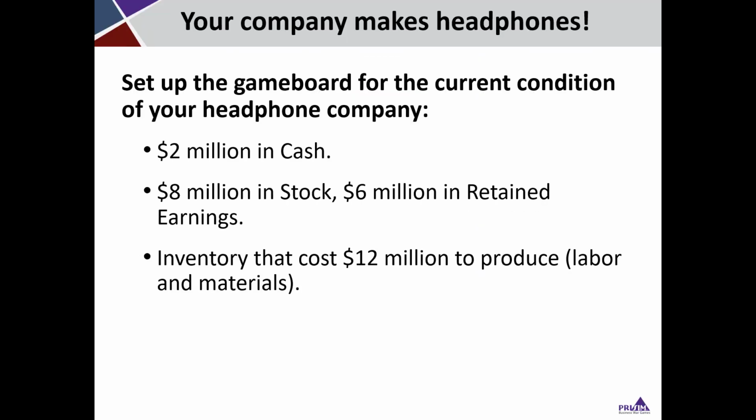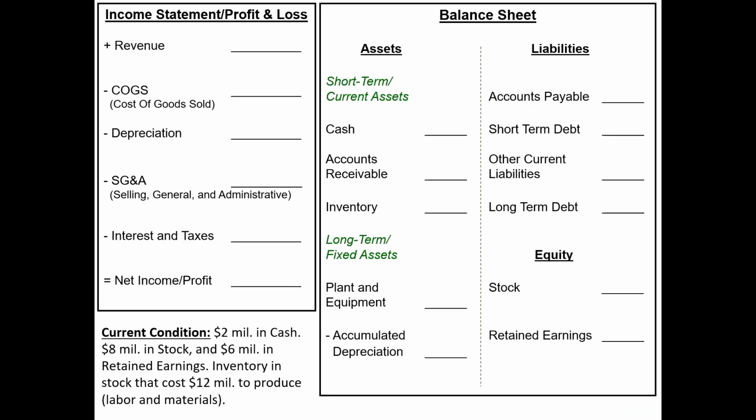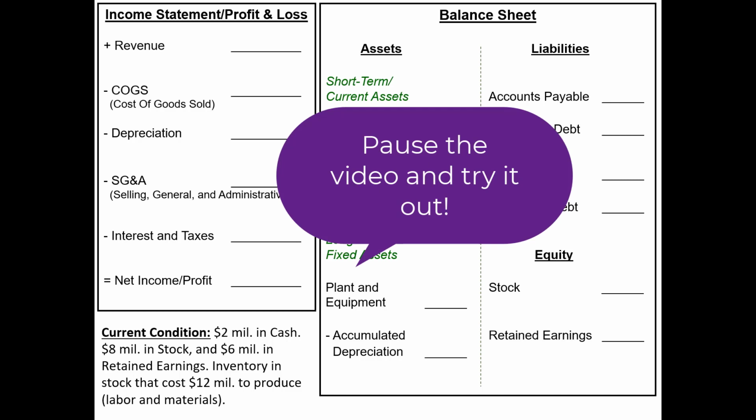Let's go ahead and set up the financial statements for the current condition of the company. So let's say that you have $2 million in cash on hand, you've got $8 million in stock, and $6 million in retained earnings. You also have inventory on hand that costs $12 million to produce. That includes both labor and materials. If you'd like to pause the video as you work through the example, go ahead and I'll be right back and show you how I did it.